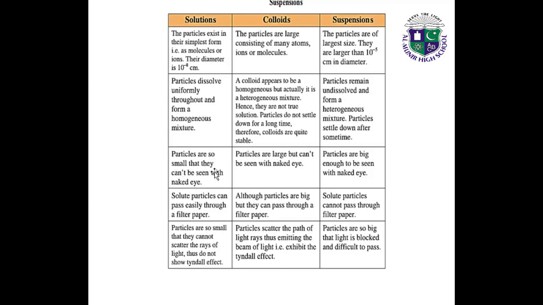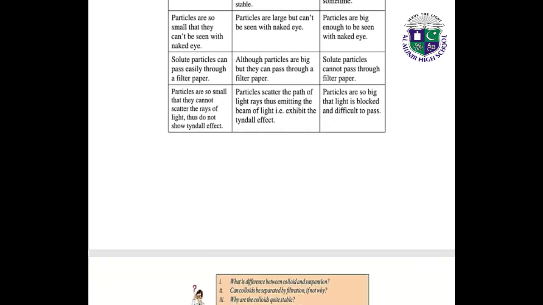Particles are so small that they cannot be seen with the naked eye. Particles are larger but can't be seen with the naked eye. Particles are big enough to be seen with the naked eye. Solute particles can pass easily through a filter paper. Colloid particles, although big, can also pass through a filter paper. Suspension particles cannot pass through filter paper. Particles are so small that they cannot scatter the rays of light. Particles scatter the path of light rays, thus showing the beam of light. Particles are so big that light is blocked and finds it difficult to pass.